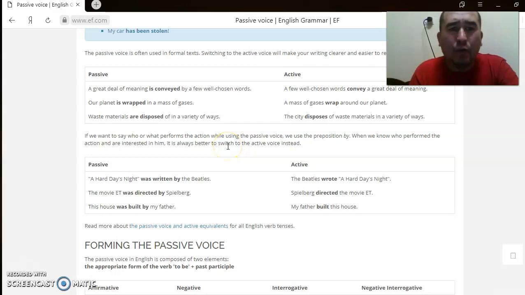If we want to say who or what performs the action while using passive voice, we use the preposition by. When we know who performed the action and are interested in him, it's always better to switch to the active voice instead.